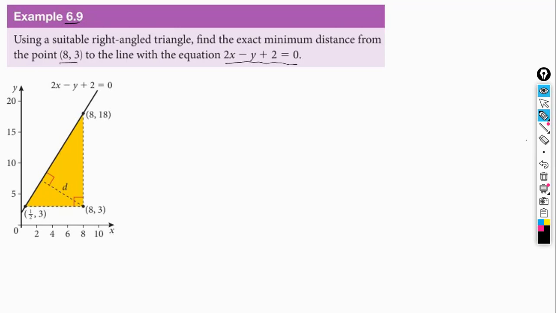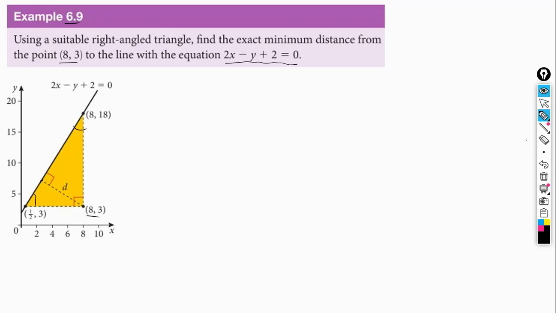So there's several methods with which you can solve this problem. You can use the equation of the line and find this point here by finding another line that is perpendicular. Then we can use the distance formula to find that distance between the point and 8, 3, which is d. Or we could use trigonometry with these angles, either one, and find d.